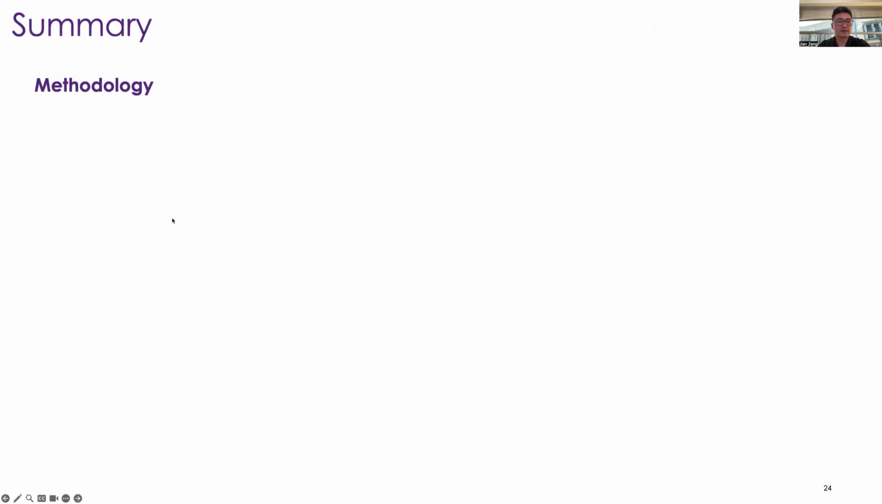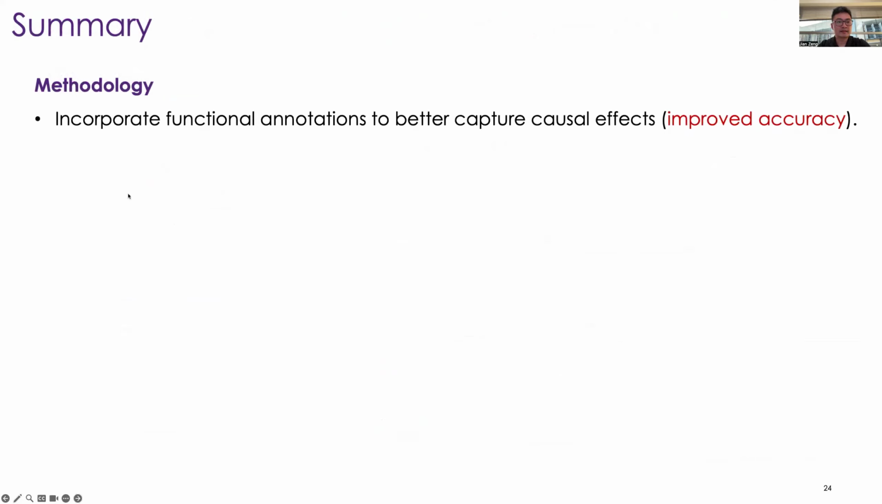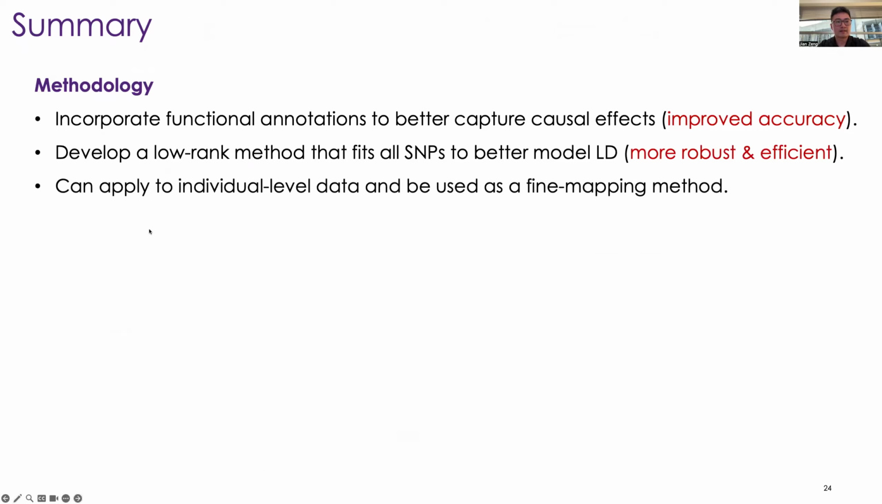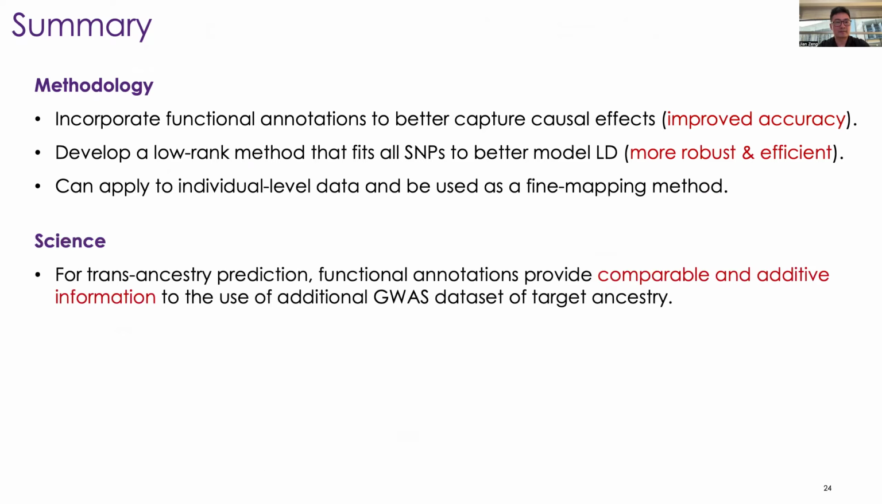In summary, in terms of methodology, we developed methods that incorporate functional genomic annotations to better capture the causal effects and thereby improve the prediction accuracy. We also developed a low-rank algorithm that can fit very high-density SNPs all together in the model, and that improved the computational efficiency and also the method robustness. The SBayesRC method was developed to use the GWAS summary statistics, but can also apply to individual-level data and can be used as a fine-mapping method.